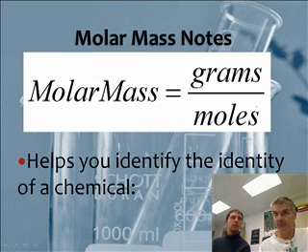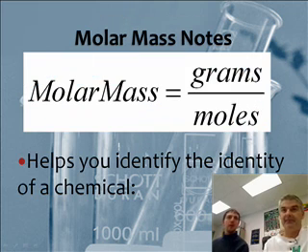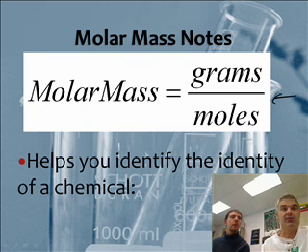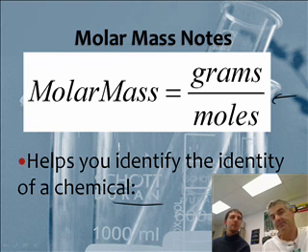Here it is. Grams divided by moles is molar mass. Everybody write this down, but hopefully you know that. This will help you identify the identity of a chemical. If you're in our class, you're going to do a little project where you have to identify a substance by its molar mass, like in a lab. Once you know the grams and the moles, you divide. And just a side note, when you take grams divided by moles, that tells you how many grams in 1 mole.